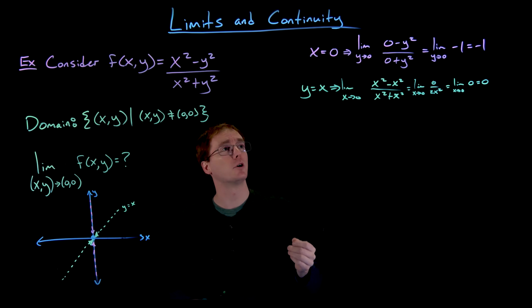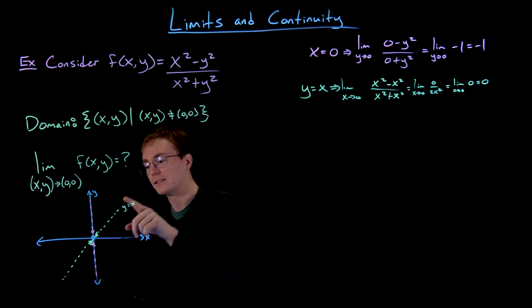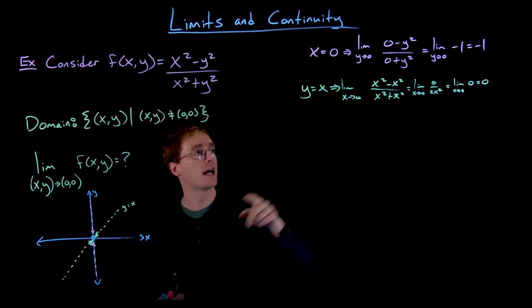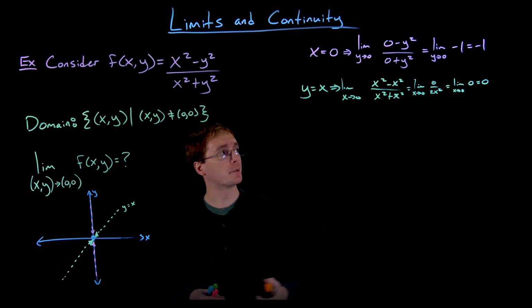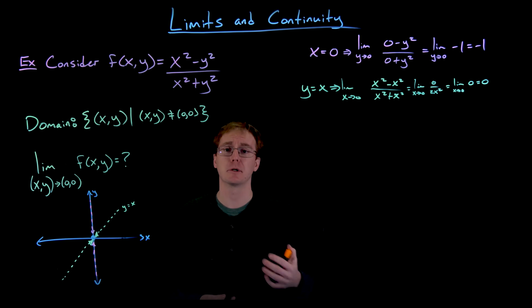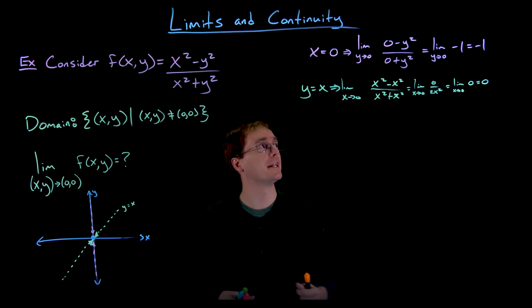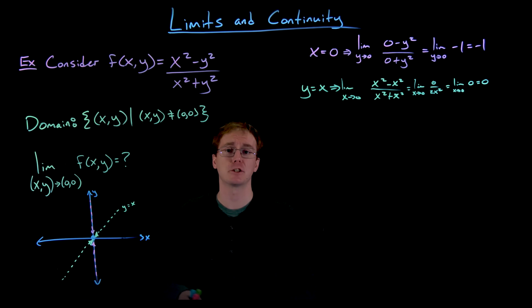And if we try to approach our point (0, 0) along this diagonal line through the line y equals x, we can see that our function is going to approach the output of 0. And so we can stop here because we have reached the contradiction that we were looking for. We've shown that the limit is not the same depending on the different directions we approach.